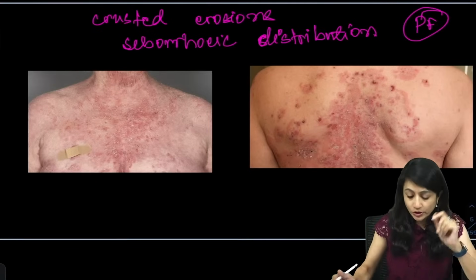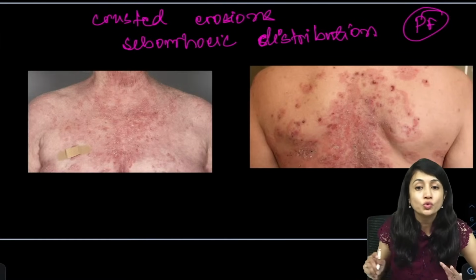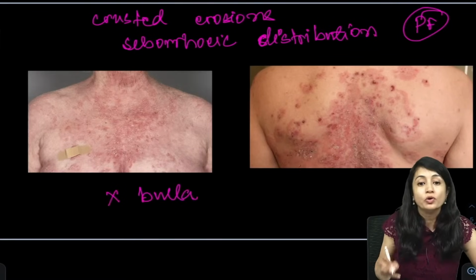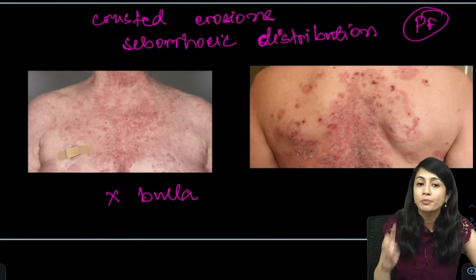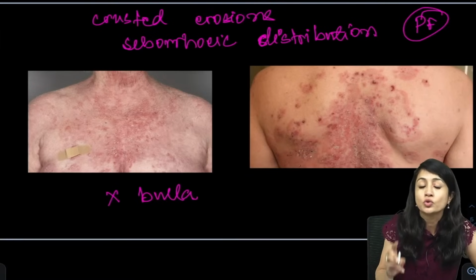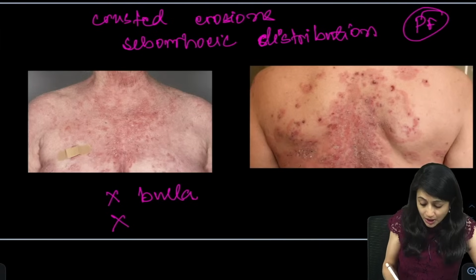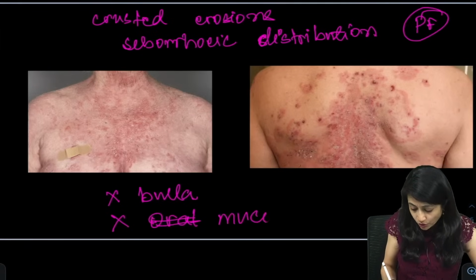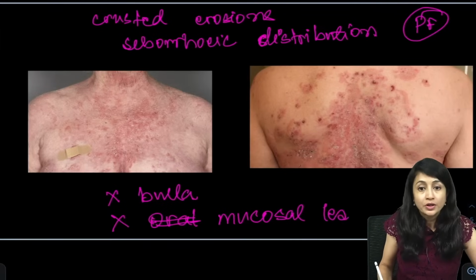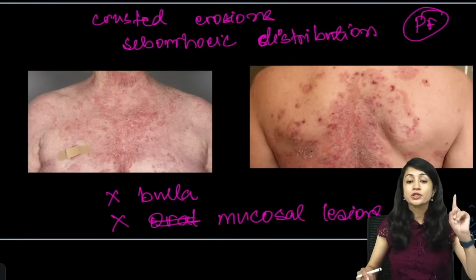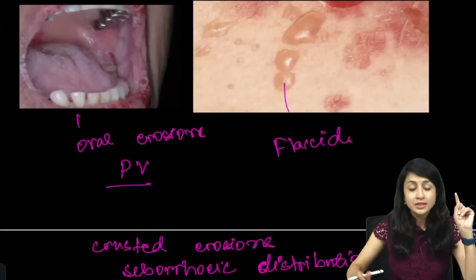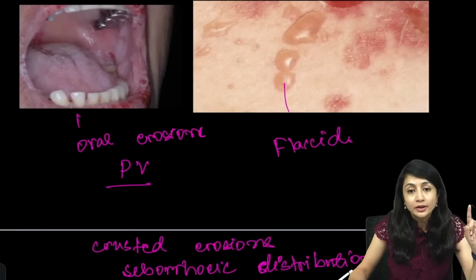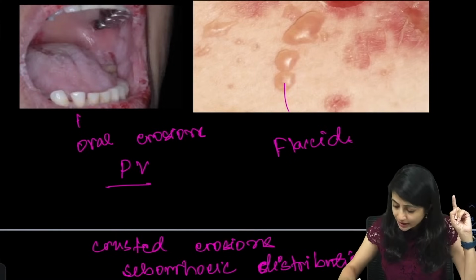In pemphigus foliaceus, if they give you an image, you do not see a bulla. Don't get confused. You hardly see a bulla here because the bulla ruptures very soon. So the patient would typically present with crusted erosions in seborrheic distribution, and there is usually no bulla and usually no mucosal lesions, whereas in vulgaris there are flaccid bullae and oral or other mucosal involvement is usually seen.